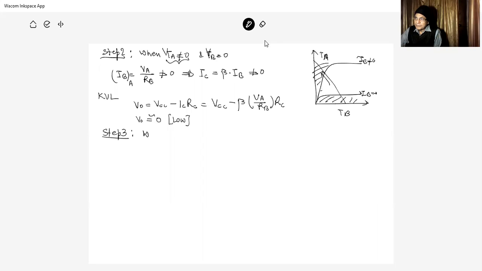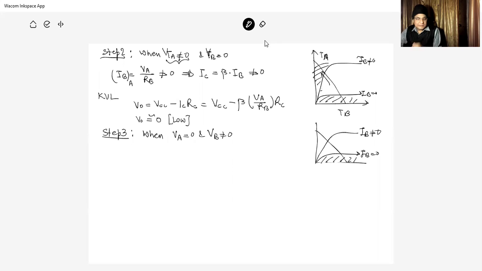Step 3 is when VA is 0 and VB is not equal to 0. So what happens? In the same way, here IB is 0, and here IB is not equal to 0. So at this time this transistor TA is in cutoff, and the transistor TB is shifted to the saturation region. This is the IC saturation region.